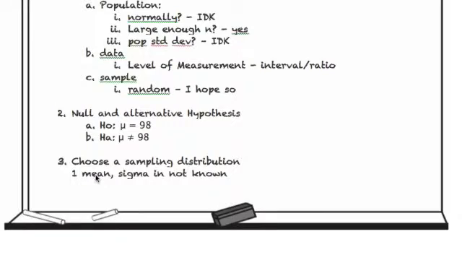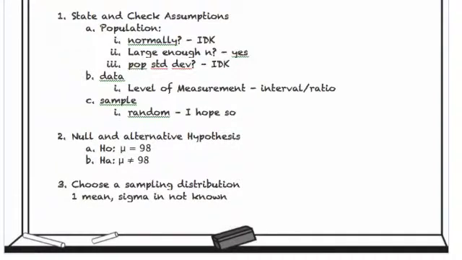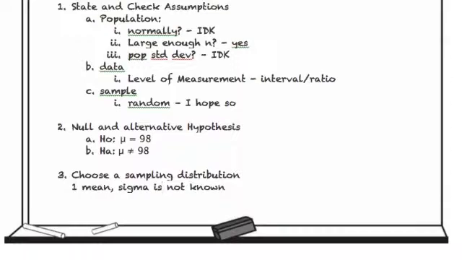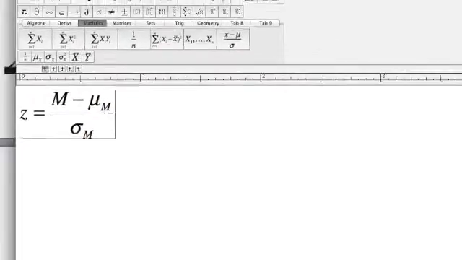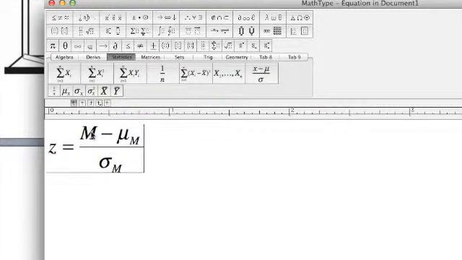So now we go to the third step, which is to choose a sampling distribution. We have one mean here, but sigma is not known. In previous cases, we've been using the z test, or we've been using a z statistic for this particular test. And here's my fancy math type equation generator. You can see that we have the mean minus the population mean divided by the standard error of the mean. The standard error of the mean, we do not have. We do not have the standard deviation of the sampling distribution of the sample mean. We have the sample mean, we have the population mean, but we're not given the standard error of the mean.